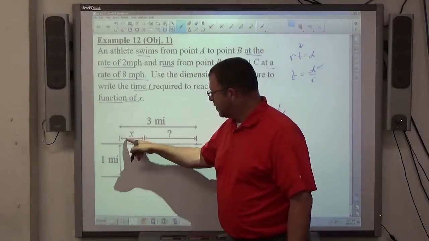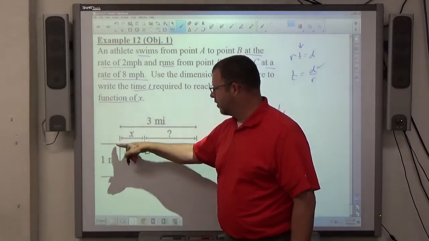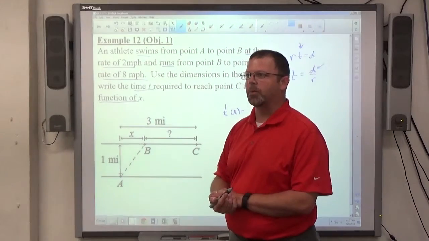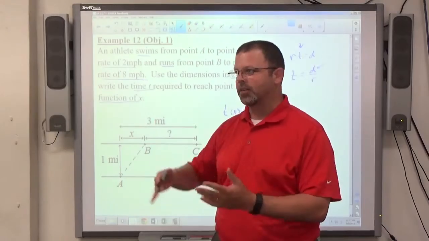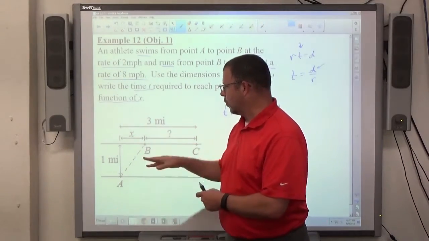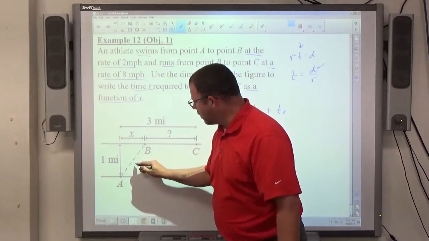This is x. We don't know what that is. This is 1 mile. The river's not going to widen or shrink as the swimmer is swimming. That would be unfair to the swimmer. So the river is going to be a mile apart no matter where he goes there. The distance he actually swims, though, is right here.